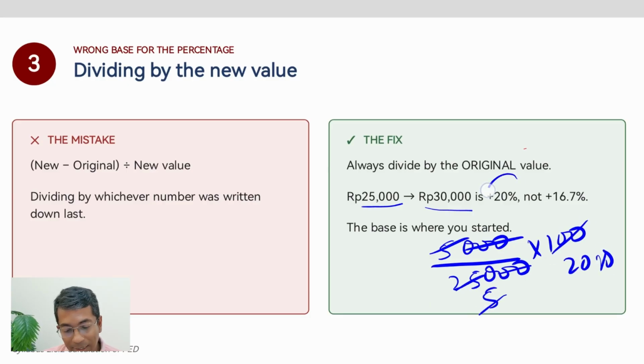And that's why it is written here that 20% is what will come there, not 16.7%. 16.7%, you can do the experiment. It is coming 16.7% if you don't take the denominator as 25,000, but rather you take the denominator as 30,000. So that's another very important thing: while you are calculating the PED, that is price elasticity of demand, you have to be careful about that.